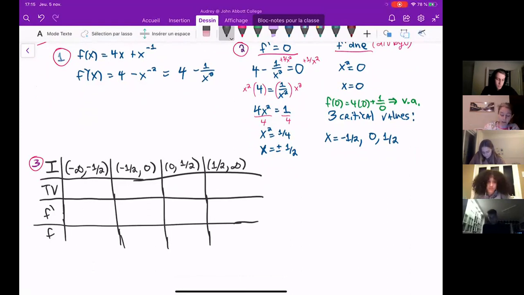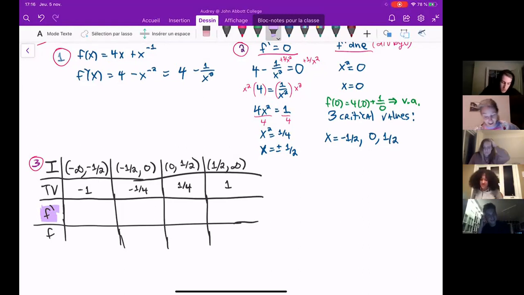So I pick a test value on each. So I'm going to pick -1 and +1. And here I'll pick -1/4 and +1/4. What function am I plugging those values into? The original function. Oh, f prime of x, the derivative that we just got. Yes. Good. So I'm plugging them into f prime.